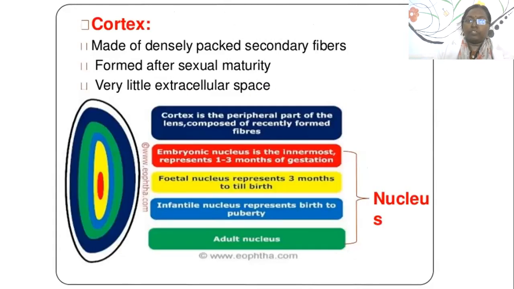Cortex of the lens is made of densely packed secondary fibers, and it is formed after sexual maturity. Very little extracellular space is there. So it is a peripheral part. Embryonic nucleus is the innermost part, which represents 1 to 3 months of gestation. Fetal nucleus represents from 3 months to birth. Infantile nucleus represents from birth to puberty, and from there on, adult nucleus is there.